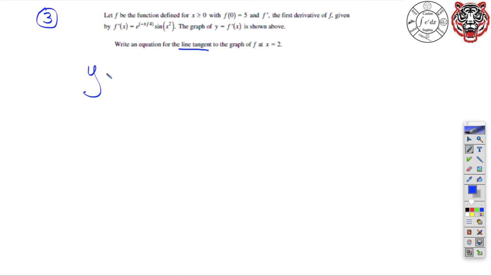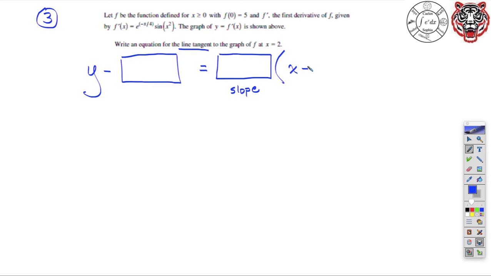y minus box equals slope, yeah, that's going to be the slope here, times parentheses, x minus blank. I gave big boxes here because these are going to be long decimals that I'm going to have to put in here. I can already tell just by looking at this equation that it's kind of complicated.